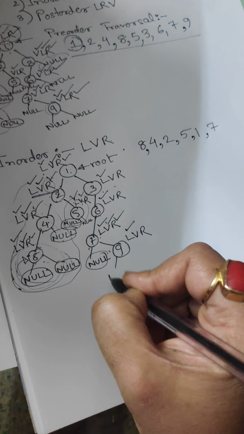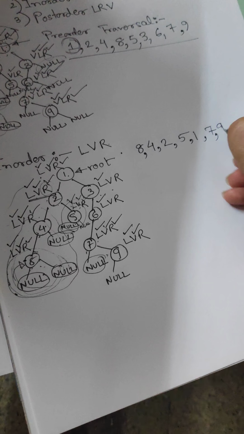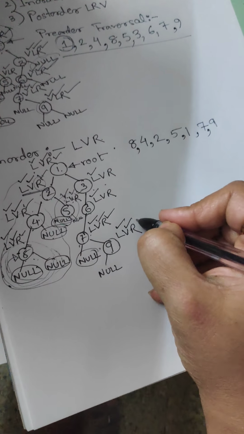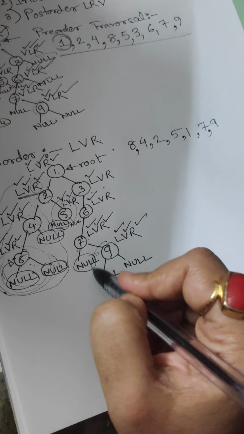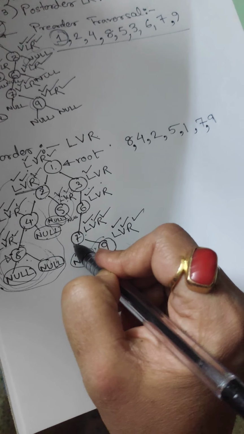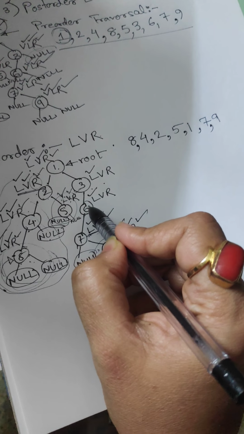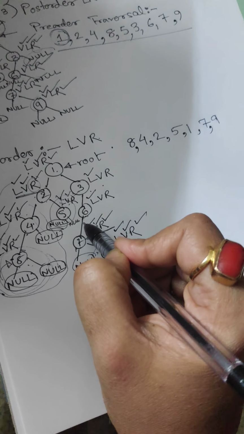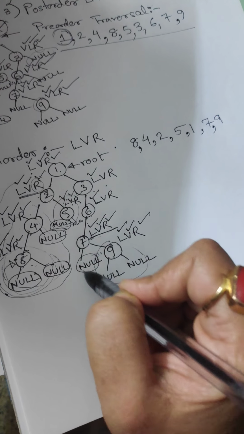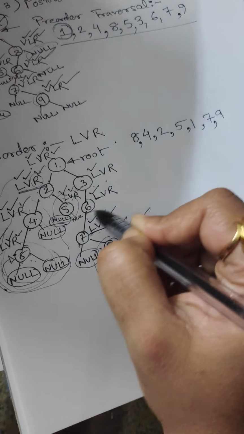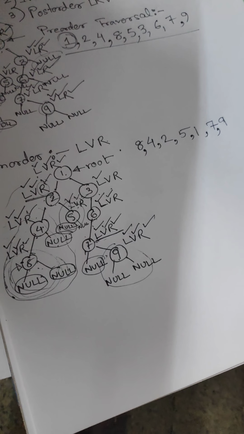L, left subtree of 9, that is null. V, that means visiting the value. And then the right subtree of 9, which is also null. After you are done with 9, you go back to 7. LVR on 7 is done, so you go back to 6. Now when you come to 6, you have only completed the left child or left subtree of 6. You are left with the visiting of 6.